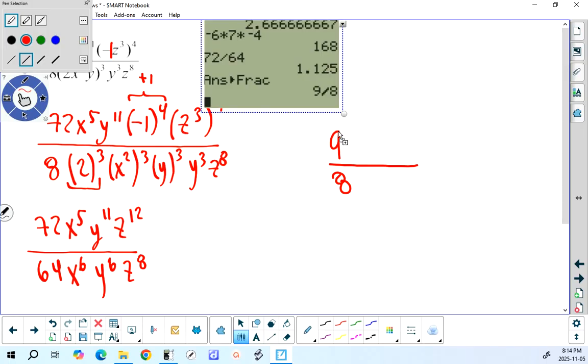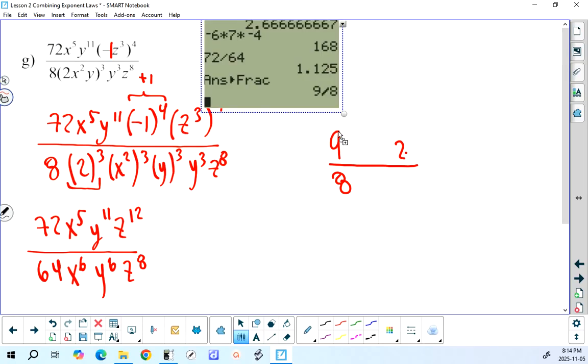I'm going to deal with the z's first. Z to the 12 over z to the 8. We take 12 minus 8 and get z to the 4. Y to the 11 over y to the 6. We subtract the exponents and get y to the 5. X to the 5 divided by x to the 6. We subtract the exponents of 5 minus 6. Top exponent minus bottom exponent. And that gives us x to the negative 1. And we write it on the top, as I said a little while ago.